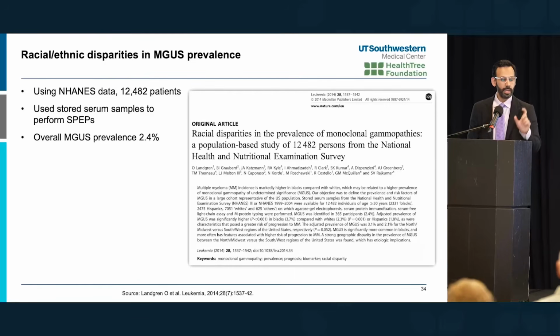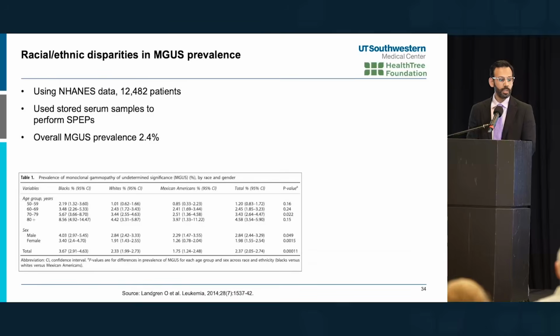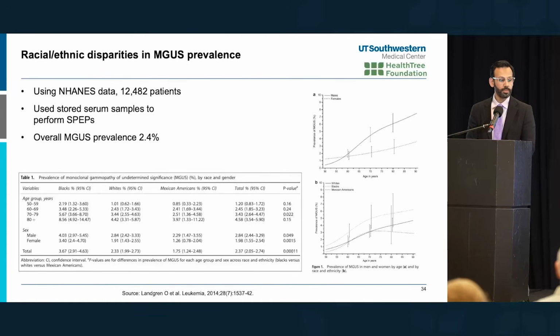There they ran SPEPs on stored samples, and they found that MGUS within this NHANES system was about 2.4%. When they looked at a racial and ethnic breakdown, they saw that there were more monoclonal gammopathies in general in Blacks compared to whites, compared to, in this case, Mexican Americans. And they saw more in men than in women, and more as people aged.